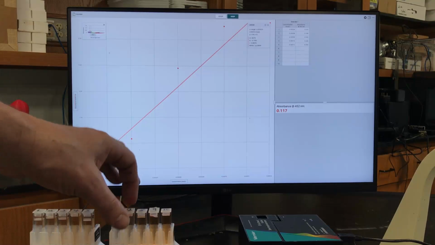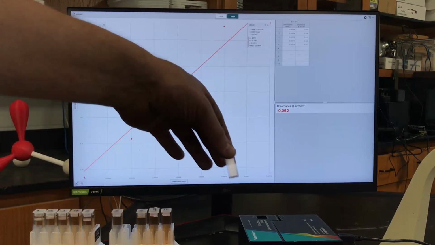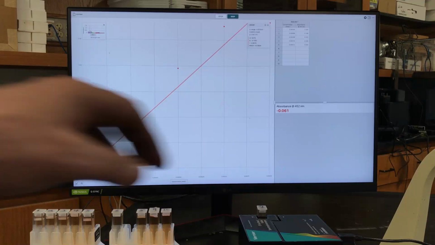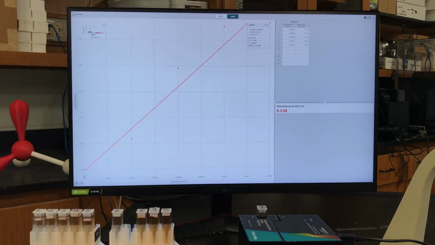remember these test solutions are at equilibrium. And so what we're going to try to do is get the actual molarity of the product, the iron thiocyanate ion, or complex ion. This is 0.237.